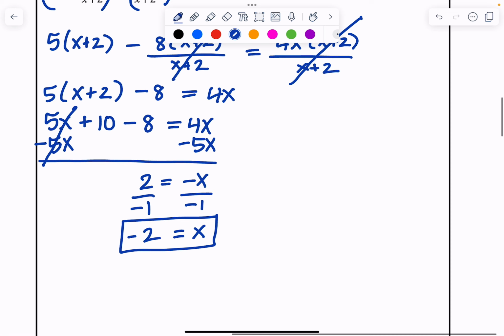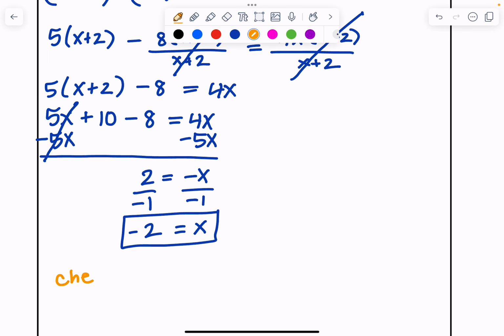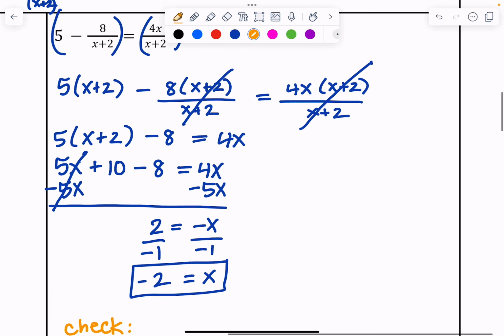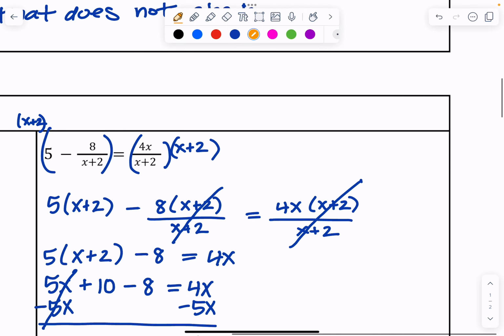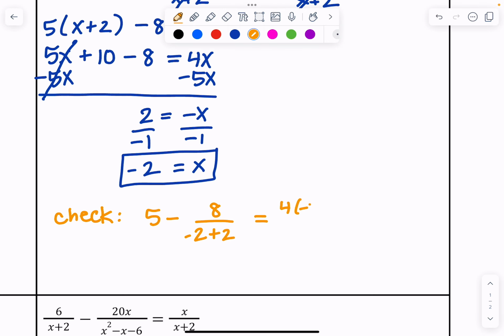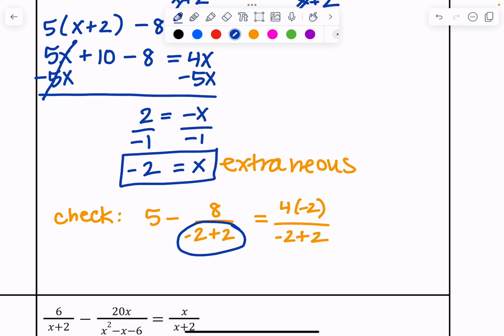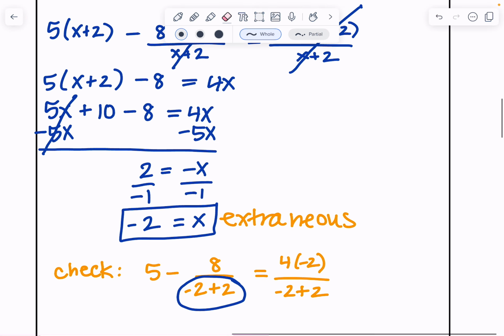Now we need to check our answer. And very quickly, we're going to see we have 5 minus 8 over negative 2 plus 2 is equal to 4 times negative 2 over negative 2 plus 2. So very quickly, we're going to see that this answer is extraneous because we cannot have a 0 in the denominator. So the solution set is just the empty set.